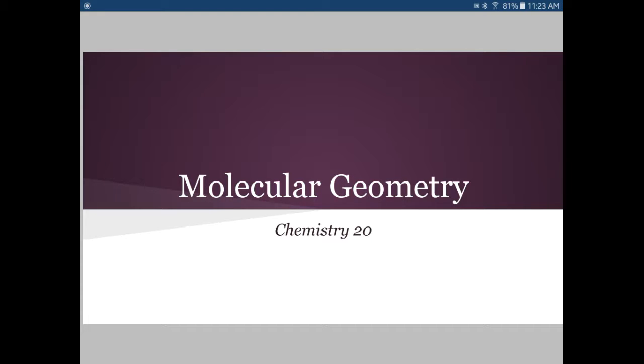So right now we're going to jump into this molecular geometry, which is an interesting concept, and it often involves quite a bit of practice and studying to really understand. So at this point, I would really recommend pulling out a notebook, pulling out a pencil, and jotting down some notes because it will be very helpful as we go through.